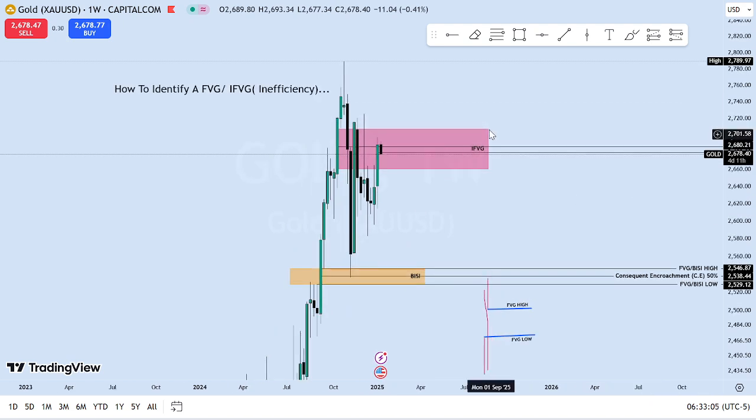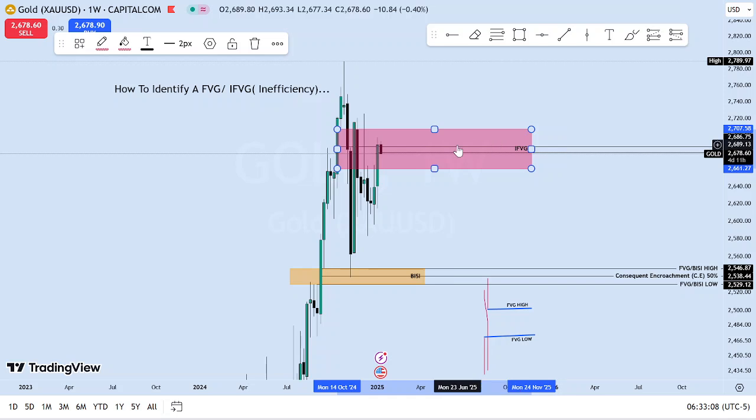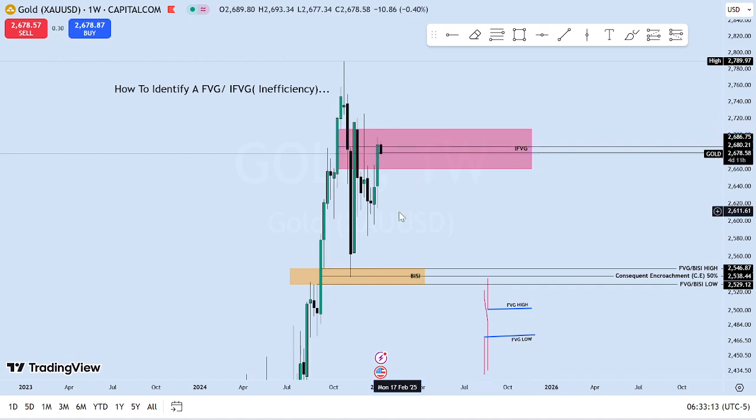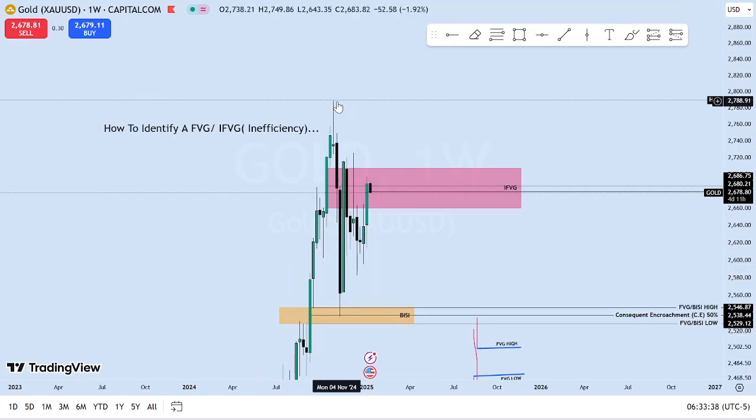So this is an inversion fair value gap now, acting as a resistance. This is a new week. From now till Wednesday, we will see what price is going to do here. But we anticipate price taking this high, because we have taken a low here, then delivered inside this inefficiency. So we'd like to see price taking this high here. Not today, maybe in the coming weeks.